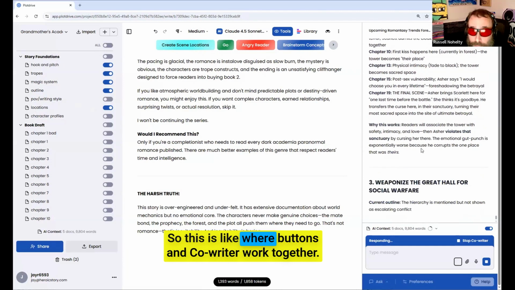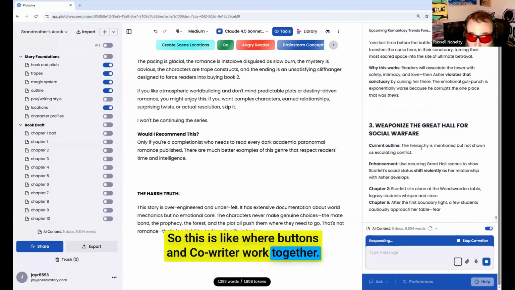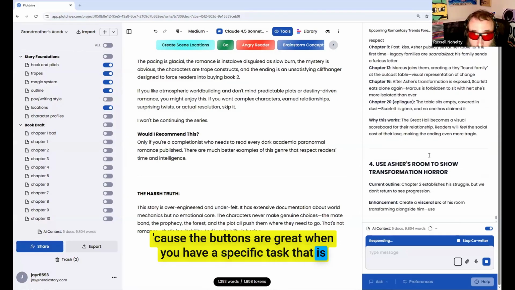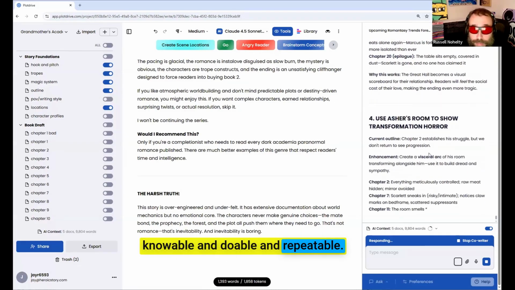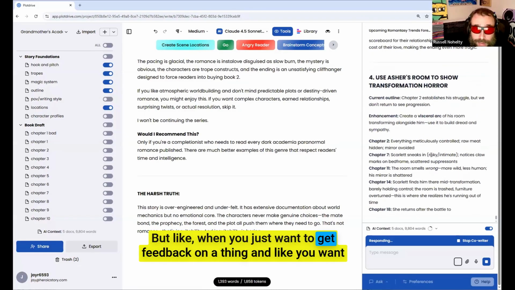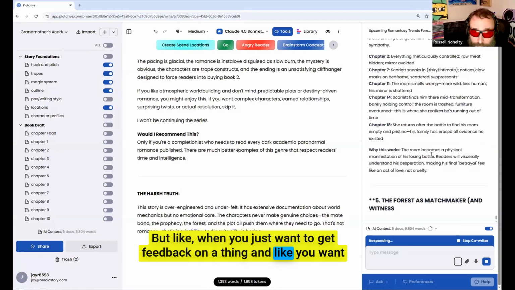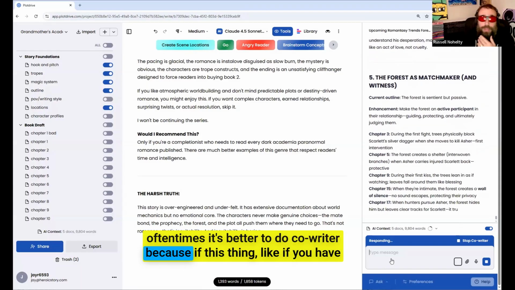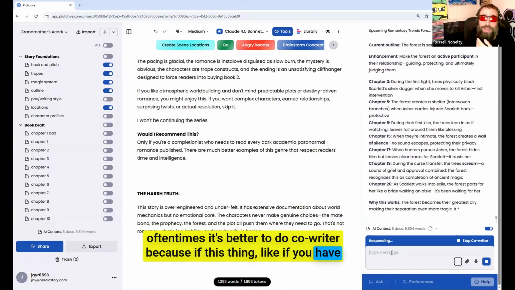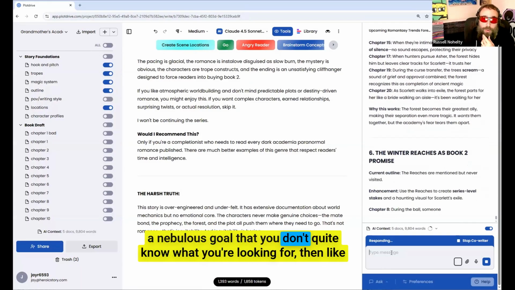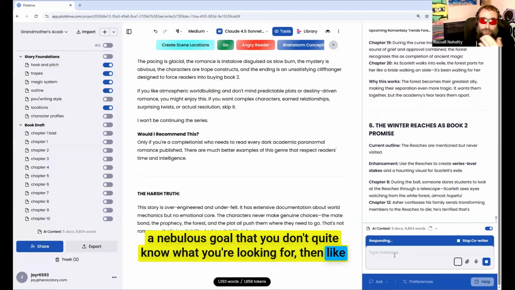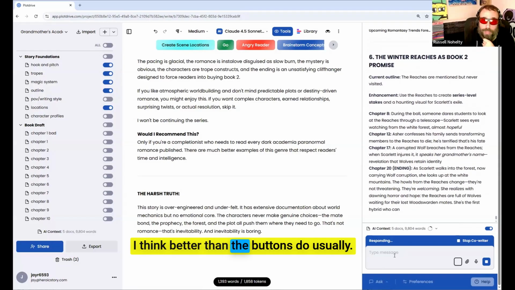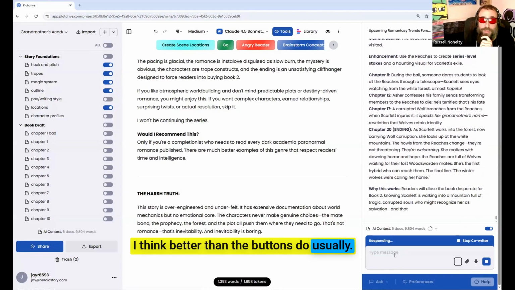So this is where buttons and co-writer work together, because the buttons are great when you have a specific task that is knowable and doable and repeatable. But when you just want to get feedback on a thing, oftentimes it's better to do co-writer. If you have a nebulous goal that you don't quite know what you're looking for, then co-writer lets you talk through that better than the buttons usually do.